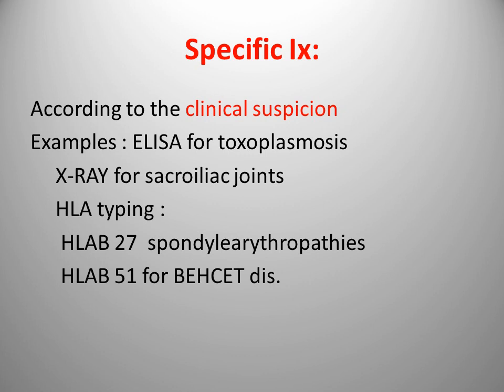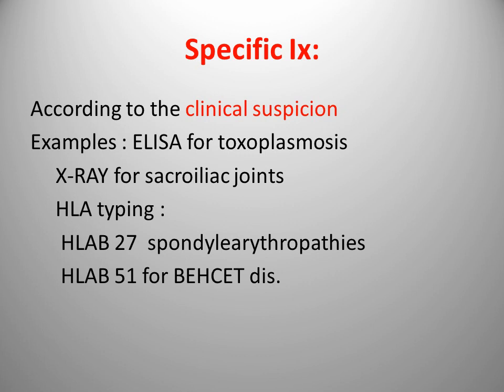Now, what are the specific investigations? The core baseline investigations, we send for any case which is indicated for these investigations. But the specific investigations are sent individually according to the clinical suspicion. For example, if I see a clinical picture suggestive of toxoplasmosis, I have to send for ELISA for toxoplasma. Or I take the history of a young adult male with chronic backache, I ask him to do flexion and he cannot do complete flexion, I will send him for X-ray of the sacroiliac joints.